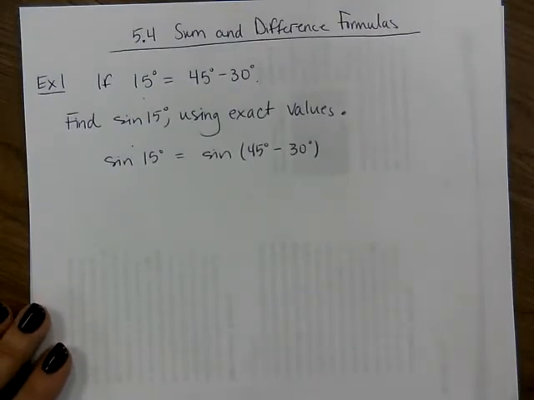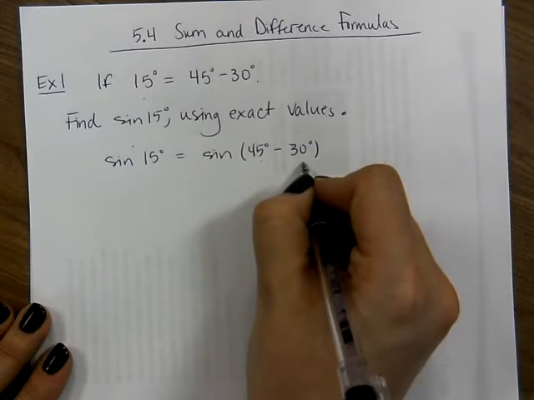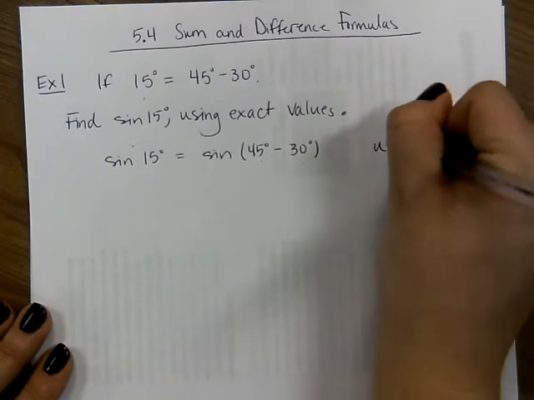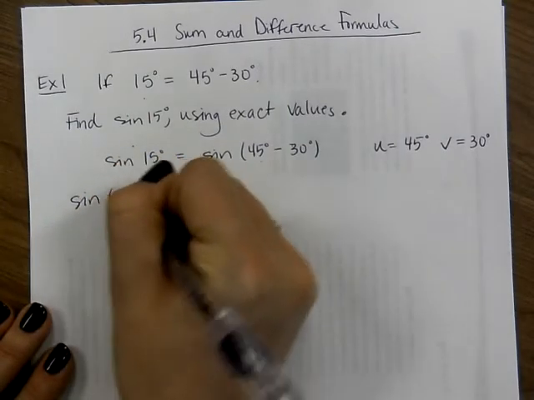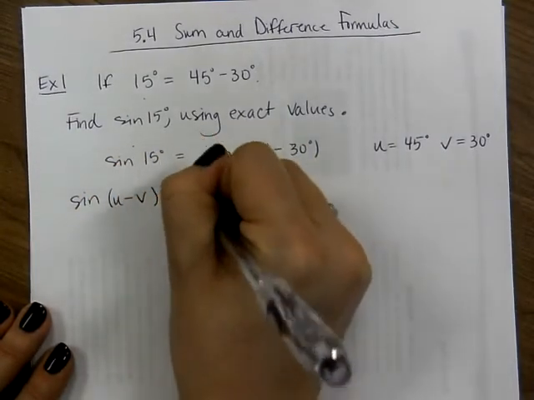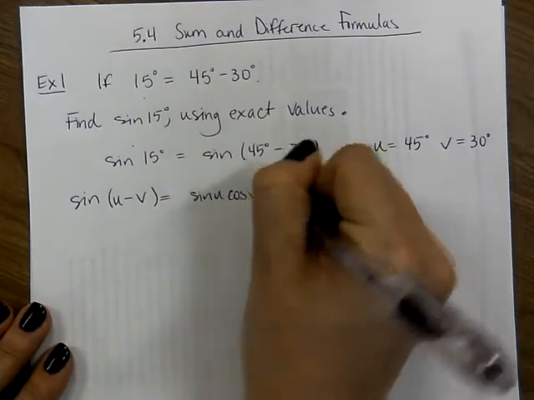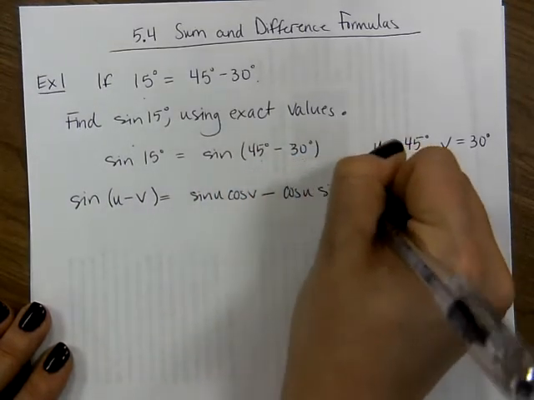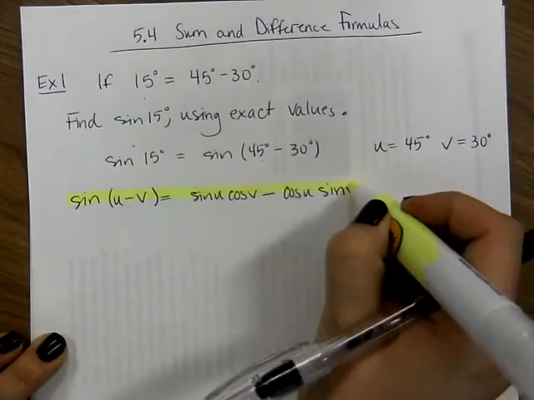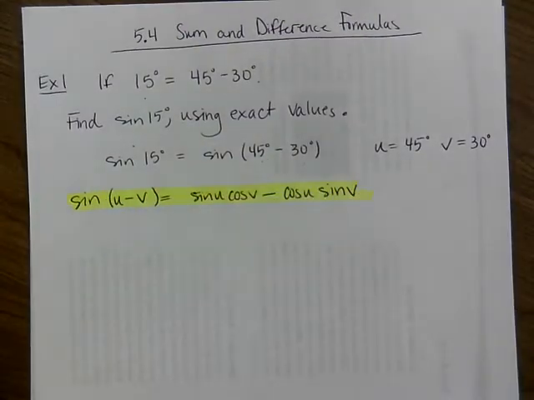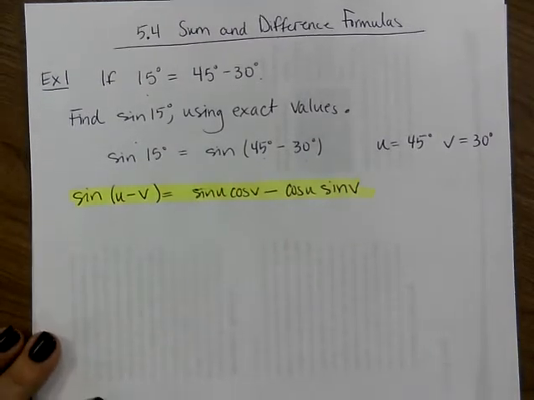Now what you want to do is look on your formula sheet and find the one that says sine of u minus v. Do you see that? Because u in this case is 45 degrees and v is 30 degrees. So the sine of u minus v is sine of u cosine of v minus the cosine of u sine of v. This is the formula that we would use for this one. Does everyone see out of the 6 why we would choose sine of u minus v? Excellent. So now all you have to do is substitute in the values.